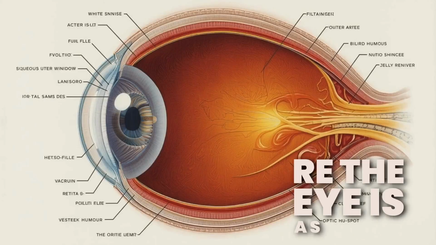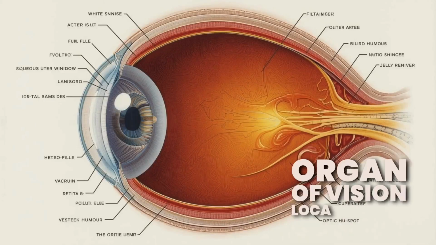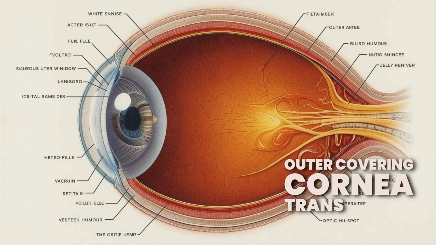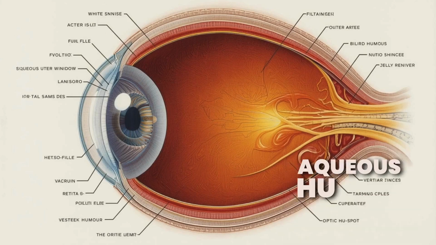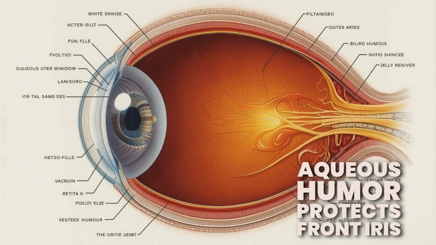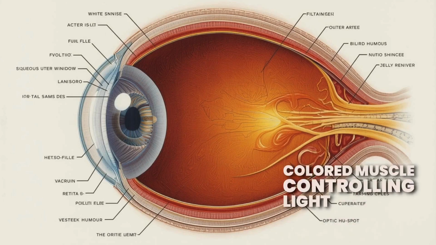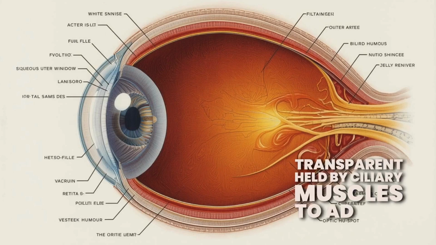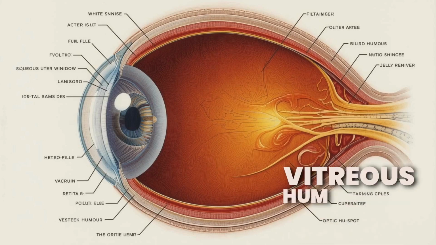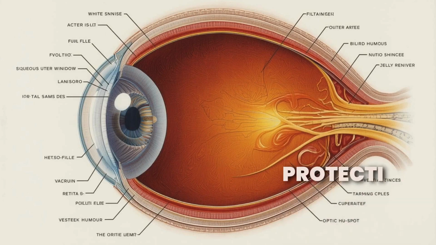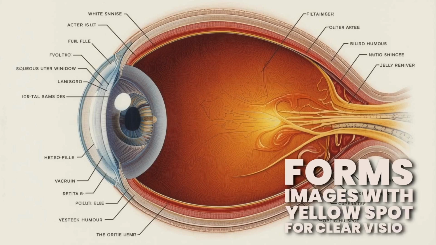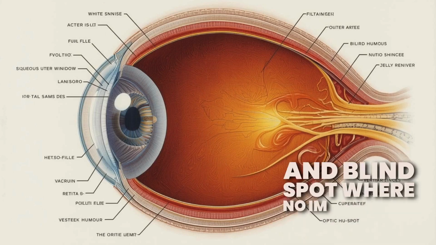Our eye. The eye is a spherical organ of vision located in the eye orbits. It consists of sclerotic, tough outer covering; cornea, transparent window; aqueous humor, protects front; iris, colored muscle controlling light through the pupil; lens, transparent, held by ciliary muscles to adjust curvature; vitreous humor, jelly-like fluid protecting the eyeball; and retina, forms images with yellow spot for clear vision and blind spot where no image forms.